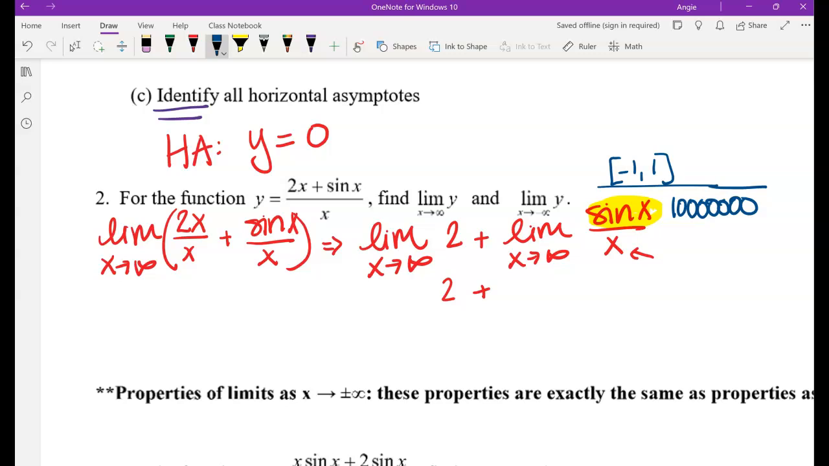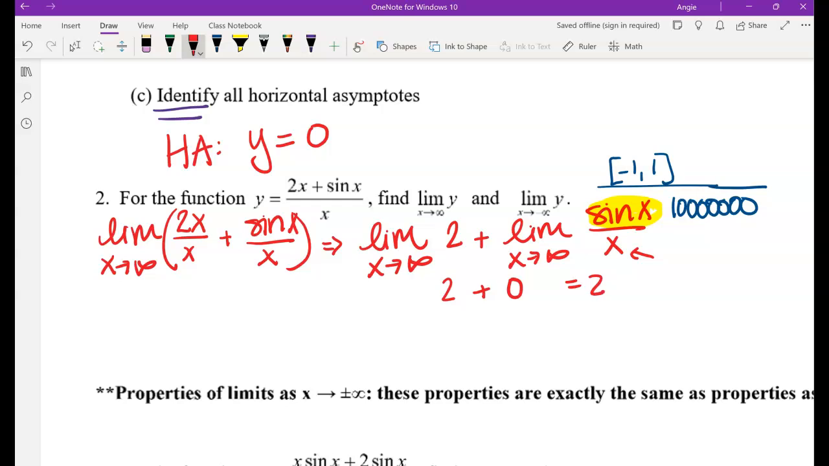So it doesn't matter what the denominator is. We just know infinity is really, really big. But on the top, your numerator can only be from -1 to 1. So if you pick the extreme ones, like -1 divided by 1,000,000, it's getting really, really close to 0. And if you pick 1, it's also going to get closer to 0. So the limit as x approaches infinity of sine of x over x will always be 0. So 2 plus 0 is 2.